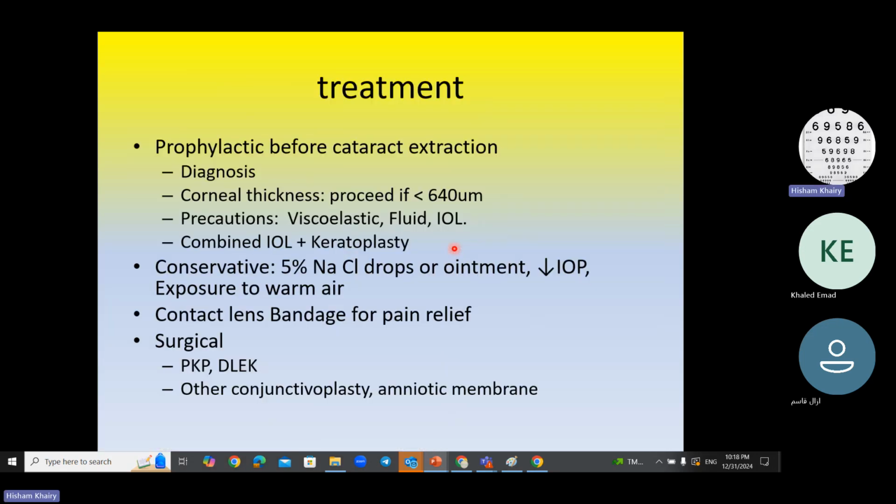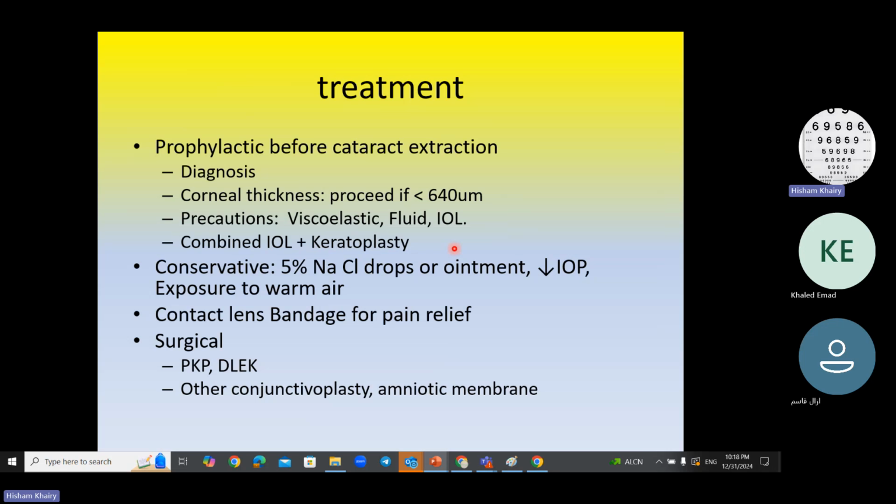What is the therapy of Fuchs endothelial corneal dystrophy? Prophylactic before. Its importance: if the cornea is not more than 30% thick, it's okay. However, if the patient has a cataract that needs to be removed, then you have to check for the endothelial dystrophy and take the required precautions, especially if the corneal stromal thickness is more than 640 microns.